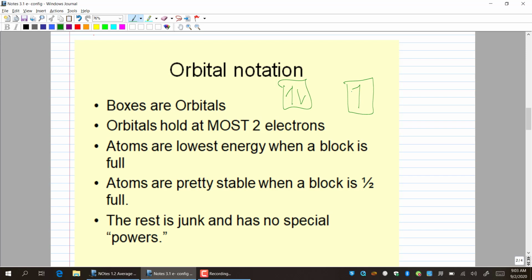Atoms are lowest energy when a block is full. Atoms are pretty stable when a block is half full. Believe it or not, these things come in batches, so these would be the p orbitals. So their lowest energy is when all of the p orbitals are full, and it's pretty good when it's half full, and the rest of it is junk. Right now, that's kind of stable. And this one's really stable.